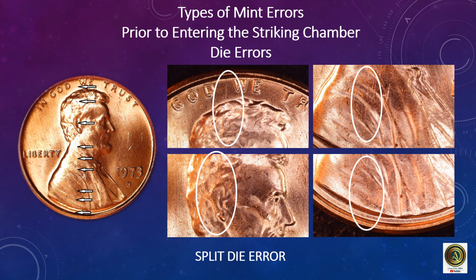Split die errors. This coin actually has a die crack which goes from one rim to the other. It is shown by these arrows here and by these circled areas here. It goes from one rim and is uninterrupted all the way to the other rim. It's called a split die error.